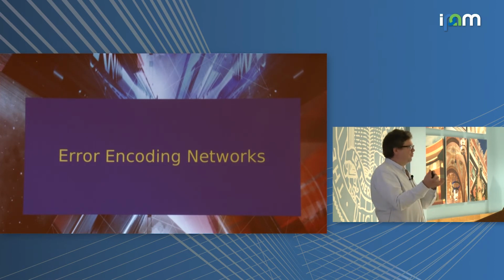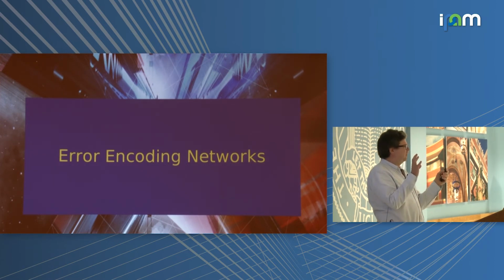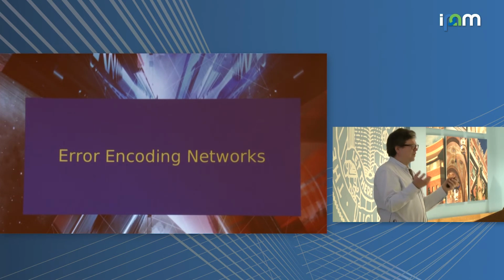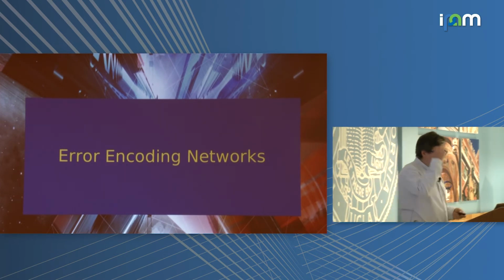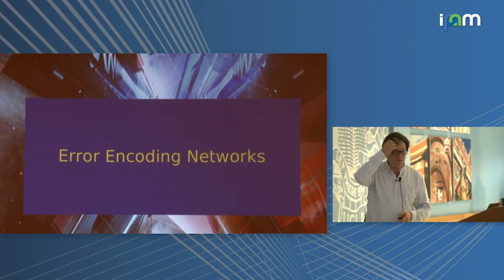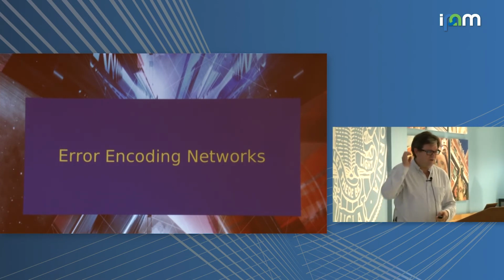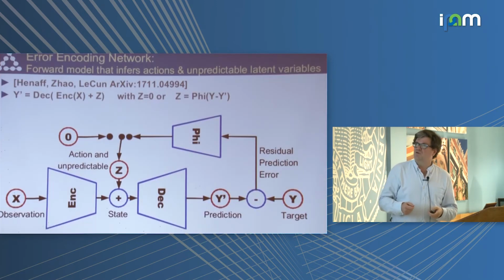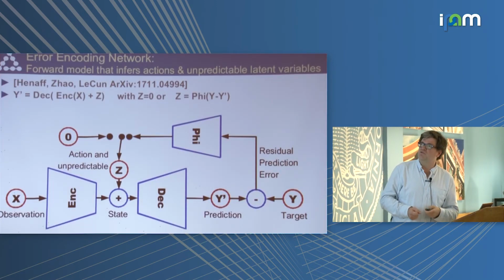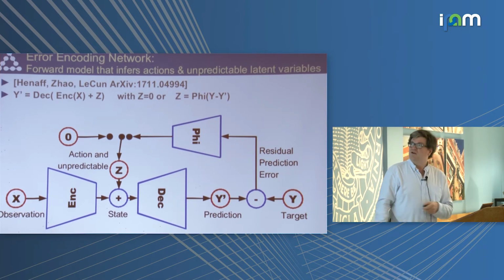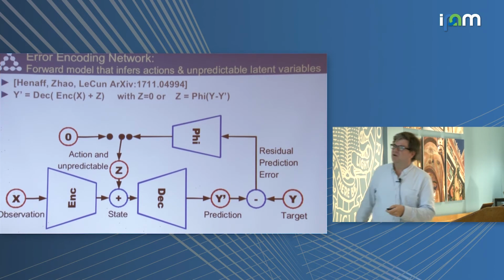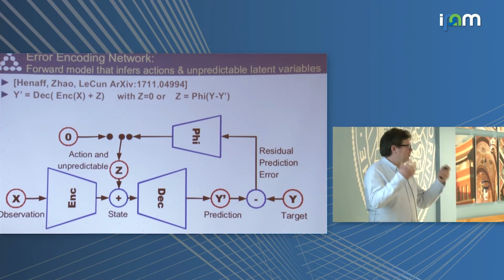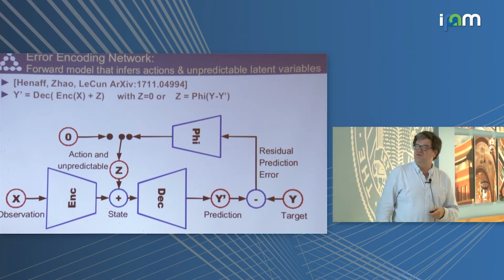So I talked about this kind of encoder-decoder idea for autoencoders. What I'm going to talk about now is another idea which is more applicable to prediction than reconstruction. It's called error encoding network. This is a paper we put on arXiv in November. It was submitted to ICLR and rejected. But I think it's a cool idea. I mean, the experiments maybe need a little more work, but the idea is very cool.